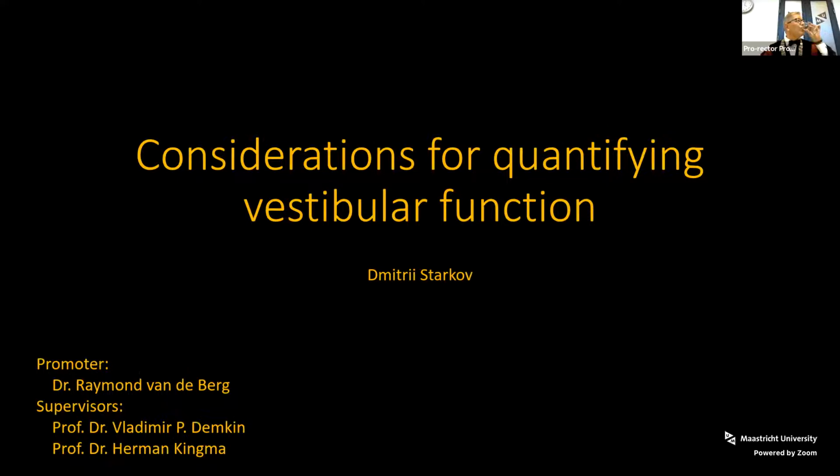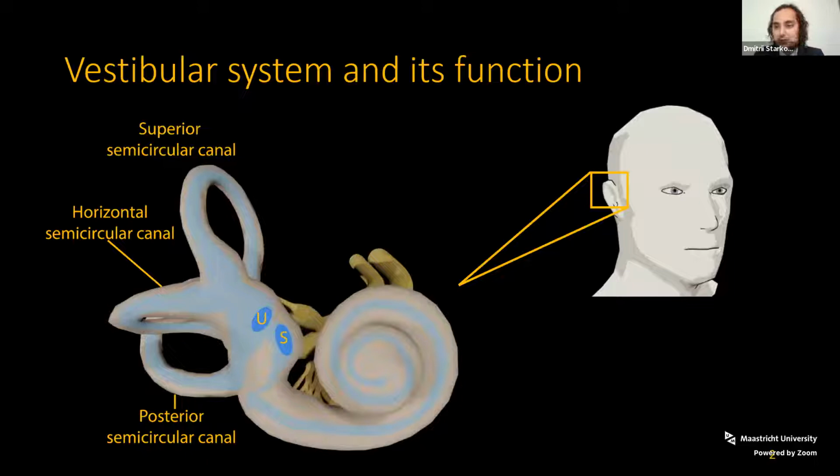So, dear Prorector, dear committee, dear family and friends, I'm happy to present the result of my work, titled Considerations for Quantifying Vestibular Function. The object of my study is the vestibular system, which can be considered as a set of five sensory organs, which are sensitive to a certain type of head movements. So, for example, we have three semicircular canals, which detect head rotational velocities.